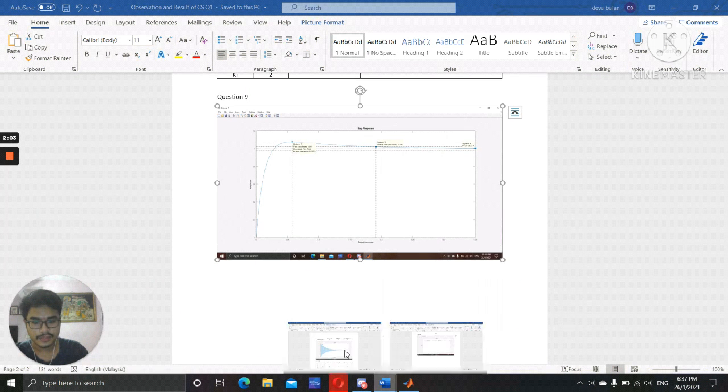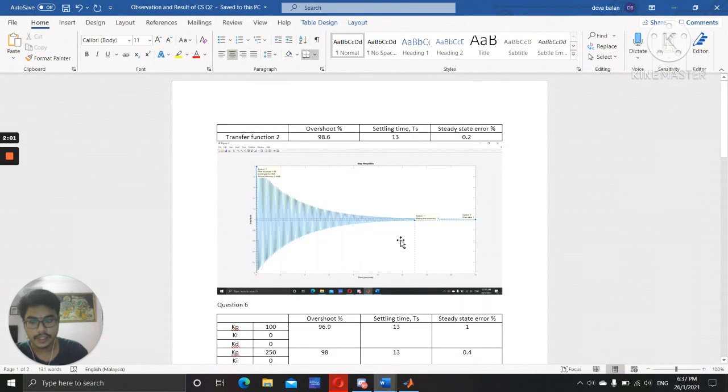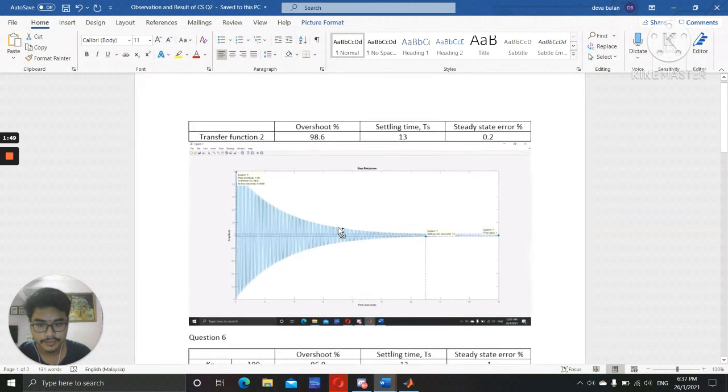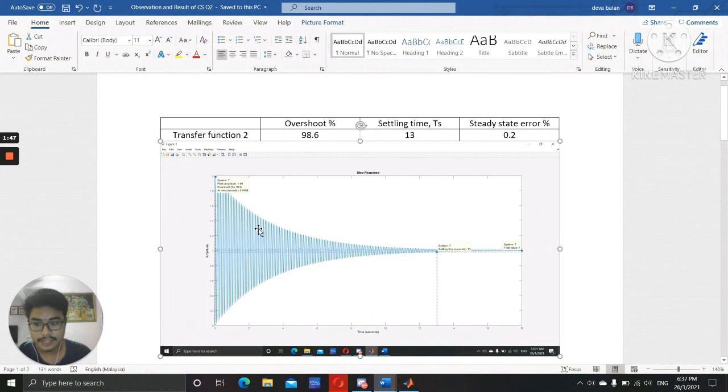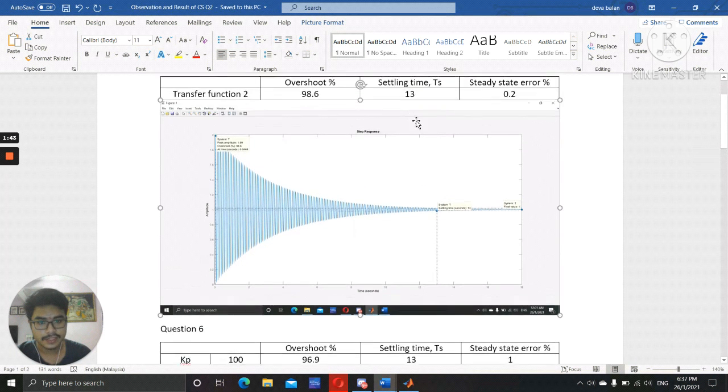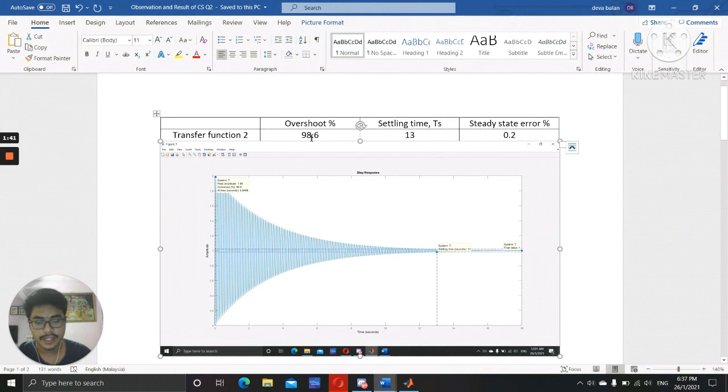As for transfer function 2, it's the same, but it's kind of different because this is a stable system. So when we run the Simulink model in MATLAB, you can see that it's a stable model, and it's underdamped, because it goes from big to small, and the settling time is 13, and the overshoot is 98.6. Steady state error is 0.2.